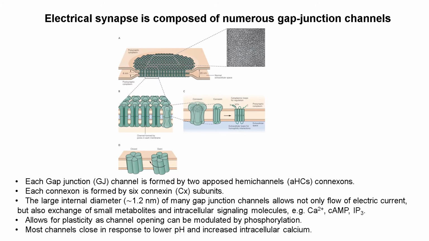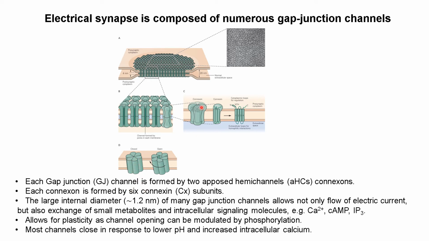As I mentioned, we are going to go a little bit more in depth, not too much, into how these synapses are made. We are learning much more that these synapses are actually quite interesting. They're composed of numerous gap junction channels. These gap junction channels are formed by two opposed hemichannels. So we have one on each neuronal membrane, and each of these connexons, or opposed hemichannels, are formed by 6 connexin subunits.